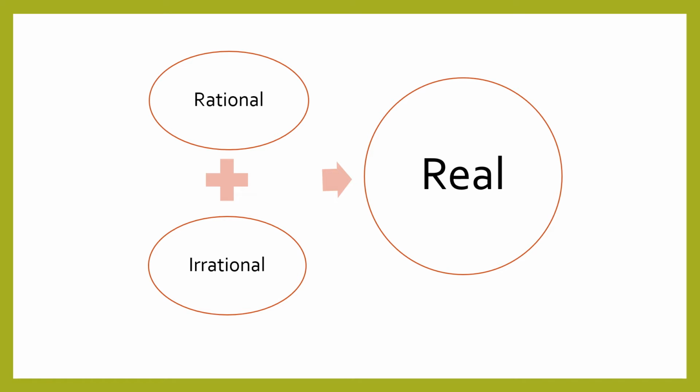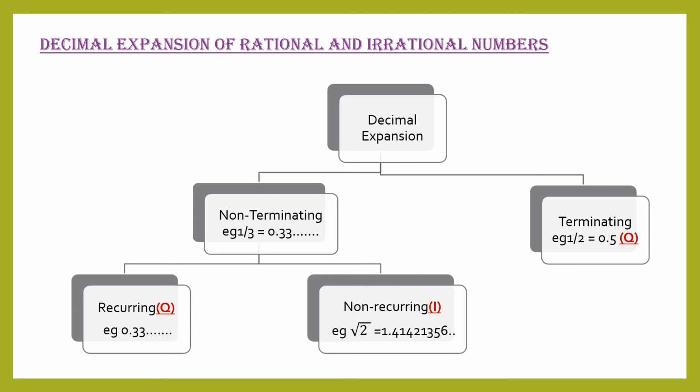As I have already explained in my previous video, real numbers constitute rational numbers and irrational numbers. Now let us understand how to identify whether the given number is rational or irrational on the basis of their decimal expansion. For finding out rationals and irrationals, we always find the decimal expansion and it will be either terminating or non-terminating. If it is terminating, clearly it is a rational number.